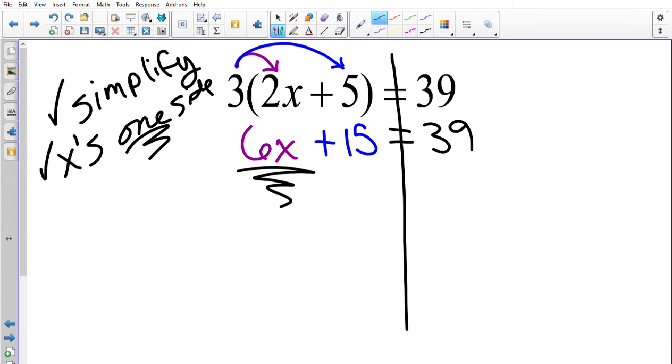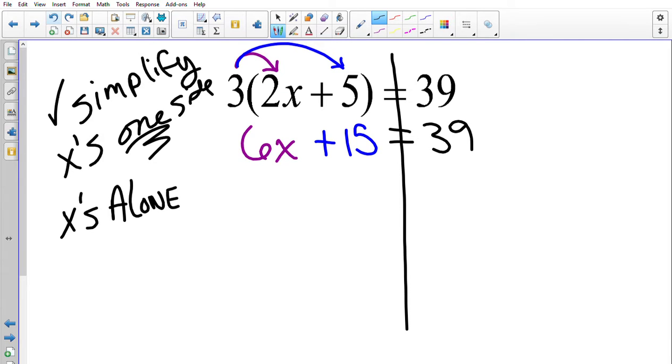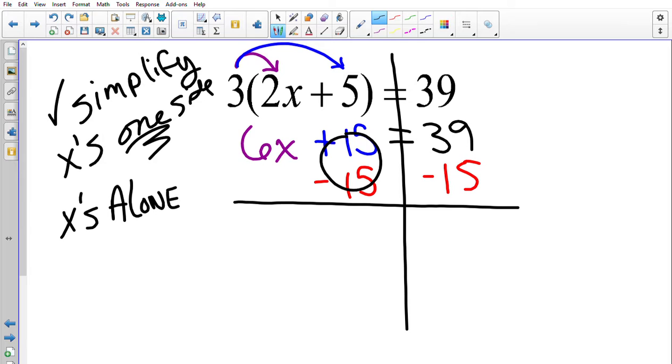Notice we have all 6 x's on the left. From there, then, we want the x's, still plural, alone. You have 6 x's. I need to get my 6 x's alone. To get my 6 x's alone, I'm going to move the 15. To do so, I subtract 15 from both sides. What you do to one side, you have to do to the other. Positive 15 and negative 15 cancel. The 6x plus 0 more is just 6x.